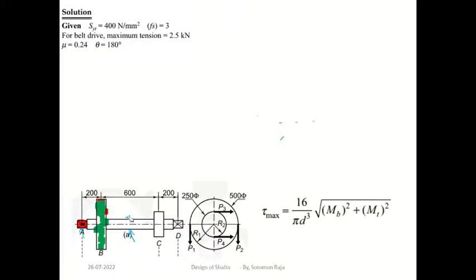So now let us write the given data. They have given the tensile stress value 400 Newton per mm square, factor of safety 3. For one belt, that is the belt on pulley B, they have given the maximum tension 2.5 kilonewton. For example, I'll tell you this also.